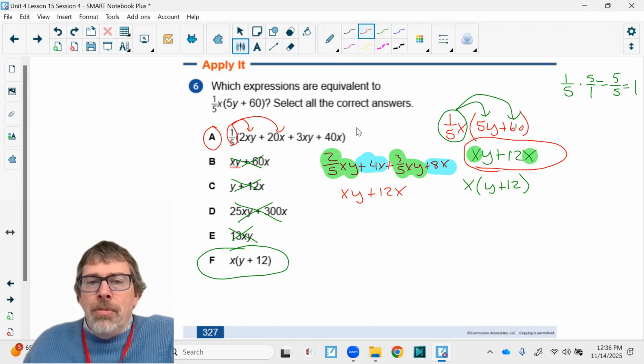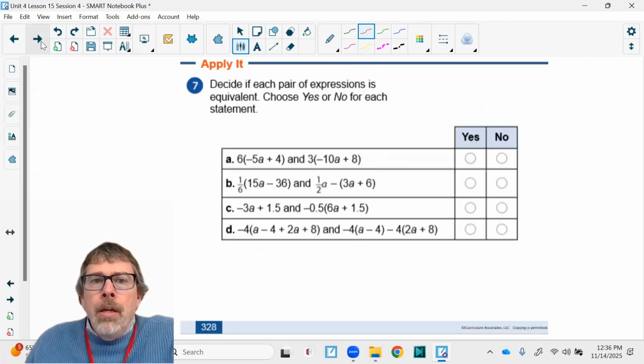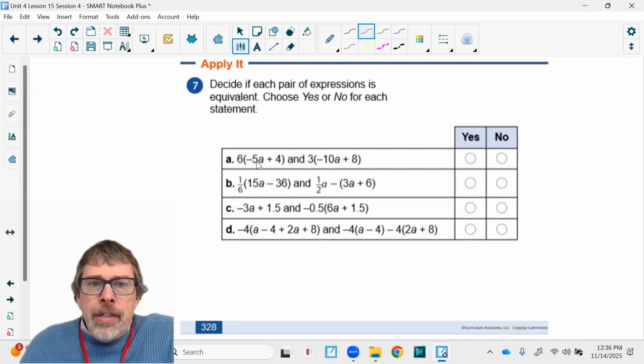Okay, these are getting to be really challenging problems. And we'll move on. Decide if each pair of expressions is equivalent. So if I take 6 times negative 5a, that's negative 30a. And 6 times 4 is 24. 3 times negative 10 is negative 30a. And 3 times 8 is 24. So these, yes, are equivalent.